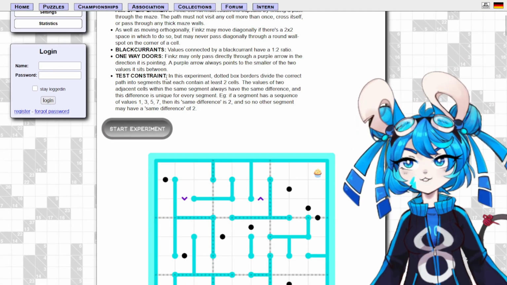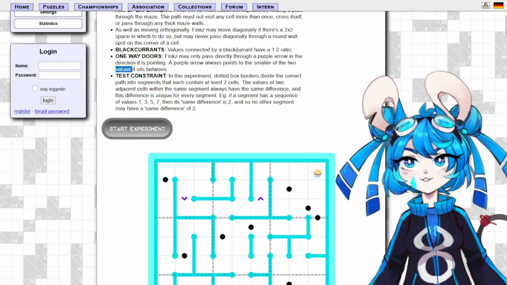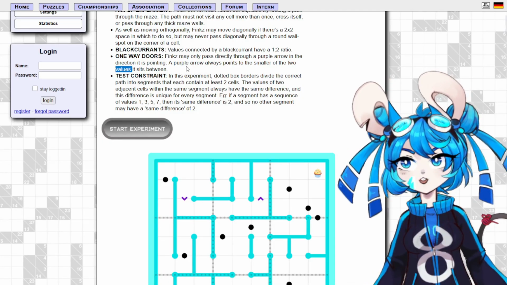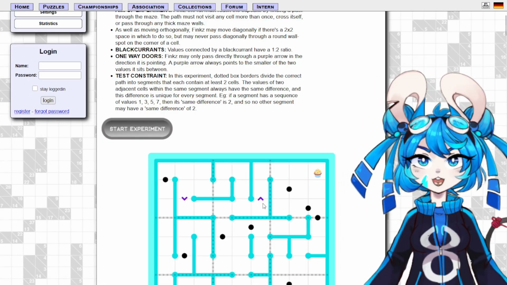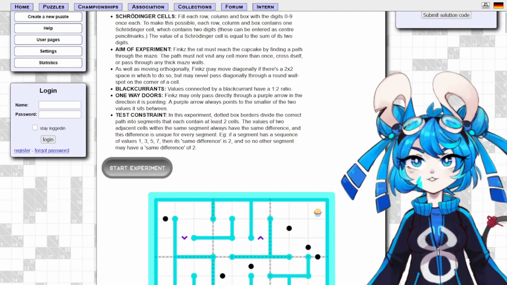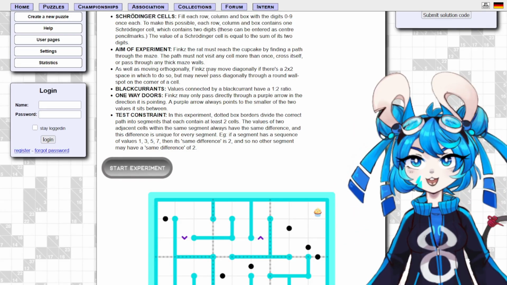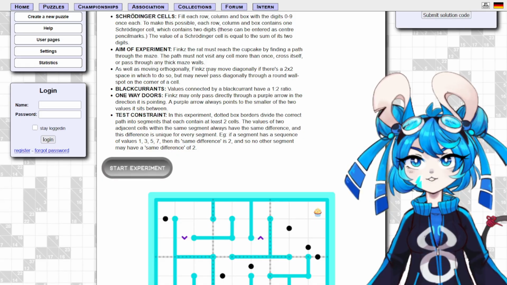Test constraint. In this experiment, oh wait, it is values rather than digits. It is worth noting. So this could be like a very large sum or something because of the Schrodinger cells, which are going to be rather difficult to work with.